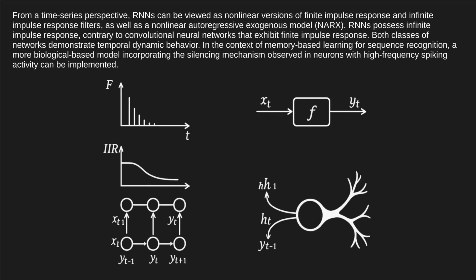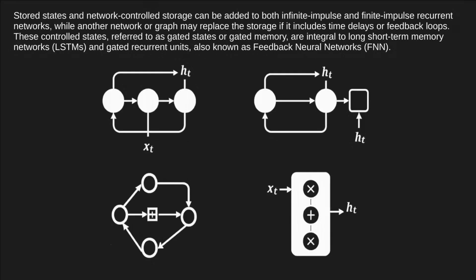In the context of memory-based learning for sequence recognition, a more biological-based model incorporating the silencing mechanism observed in neurons with high-frequency spiking activity can be implemented. Stored states and network-controlled storage can be added to both infinite impulse and finite impulse recurrent networks, while another network or graph may replace the storage if it includes time delays or feedback loops. These controlled states, referred to as gated states or gated memory, are integral to long short-term memory networks, LSTMs, and gated recurrent units, also known as feedback neural networks, FNN.